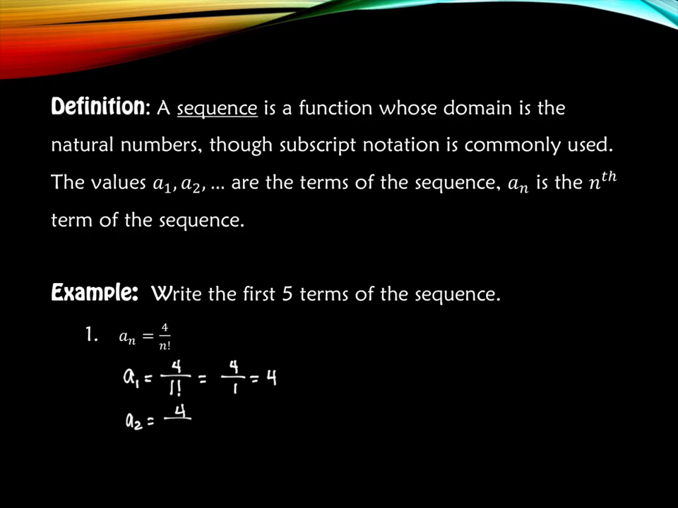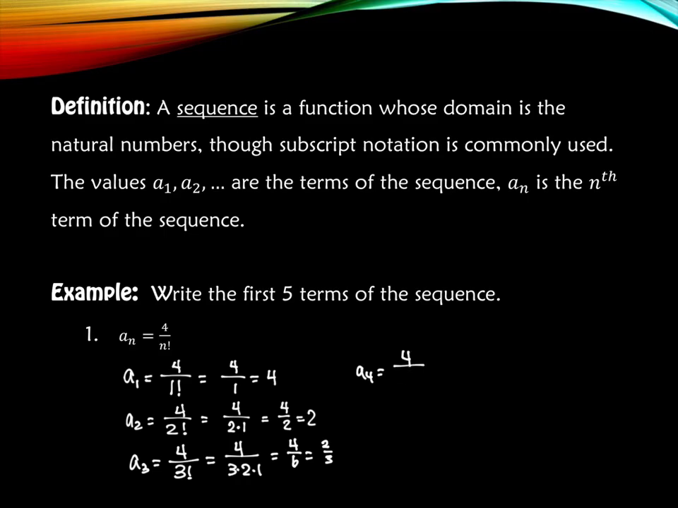A2 would be 4 over 2 factorial. So what is 2 factorial? Not just the value, but what does it mean? 2 times 1. Okay, so that's factorial notation. It is just 2, right? So this is just 4 over 2, or it's 2. A3 would be 4 over 3 factorial. So 3 factorial is 3 times 2 times 1. So this would be 4 over 6, or 2/3.